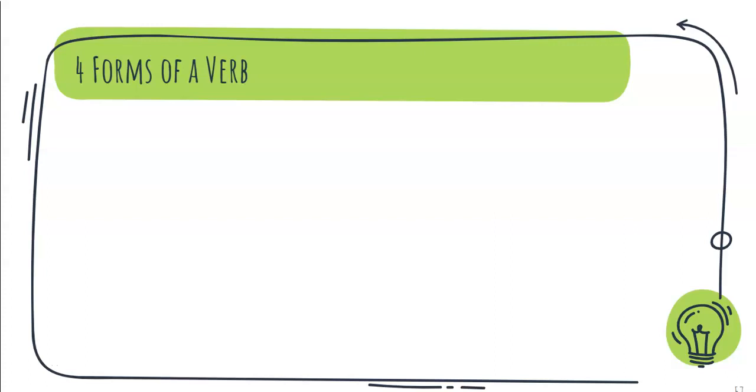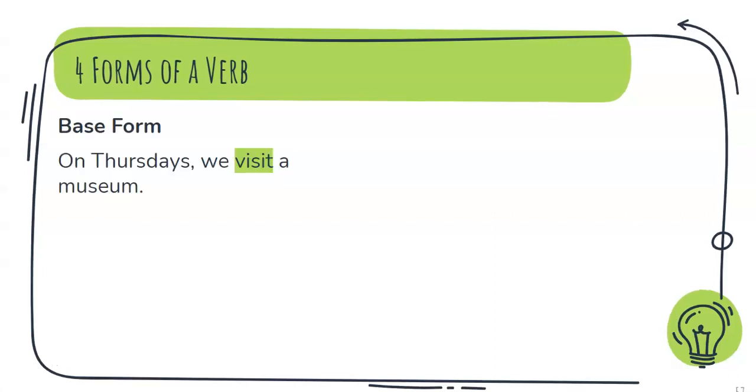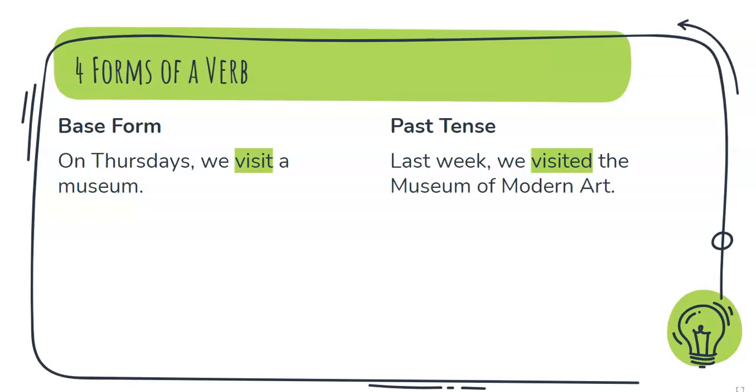There are 3 forms of a verb: the base form, the past participle, and the present participle. In the sentence, on Thursdays, we visit a museum, visit is the base form of the verb. The past tense and the past participle of all regular verbs are formed by adding ed or d to the base form, such as talked or lived. Irregular verbs are not as predictable. In this sentence, last week we visited the Museum of Modern Art. The past tense verb visited is formed by adding ed to the end of visit.